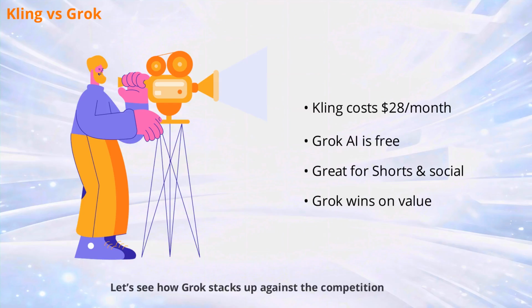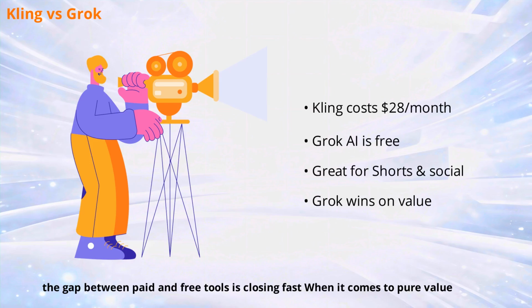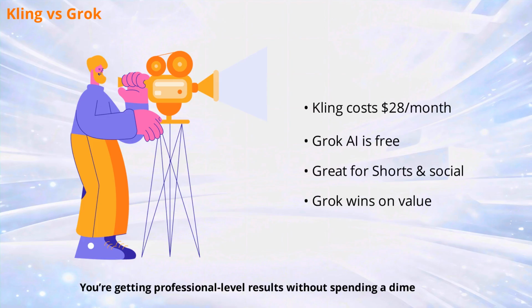See how Grok stacks up against the competition. Here's a side-by-side comparison. Kling 3 costs $28 a month while Grok AI is completely free. For creating shorts, social content, or running faceless YouTube channels, the gap between paid and free tools is closing fast. When it comes to pure value, Grok is the clear winner. You're getting professional-level results without spending a dime.